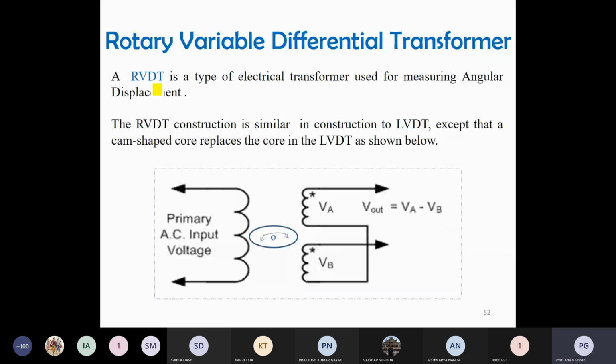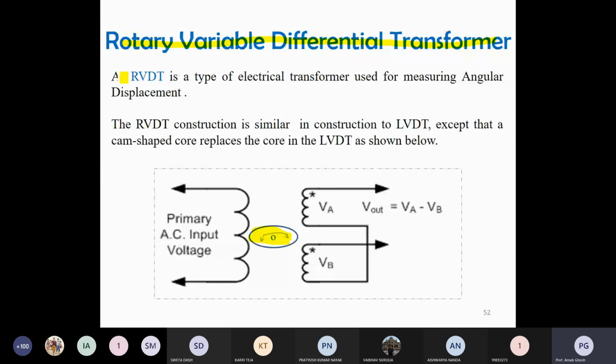Now the rotating variable differential transformer. The previous one was linear. Now you use a disc inside of the two coils. Previously you were using a shaft, now you are making a rotational device. That's why it is called RVDT, rotational variable differential transformer.